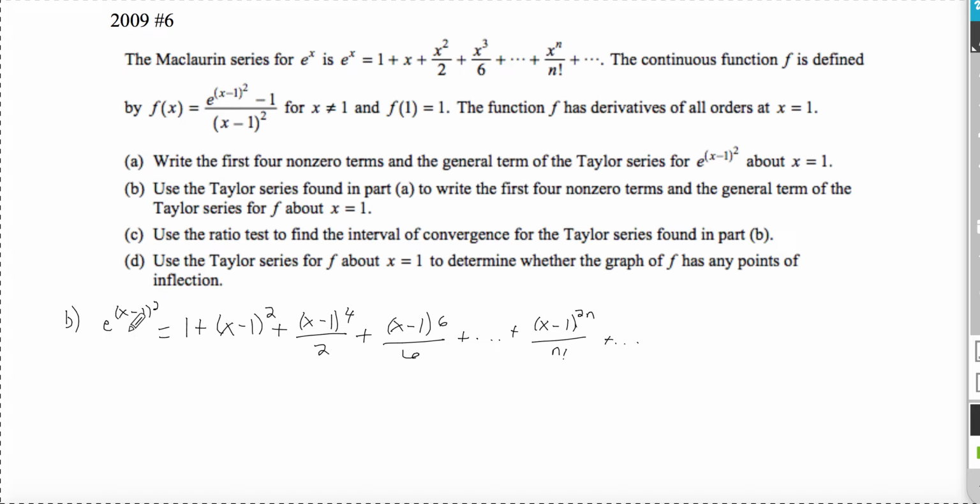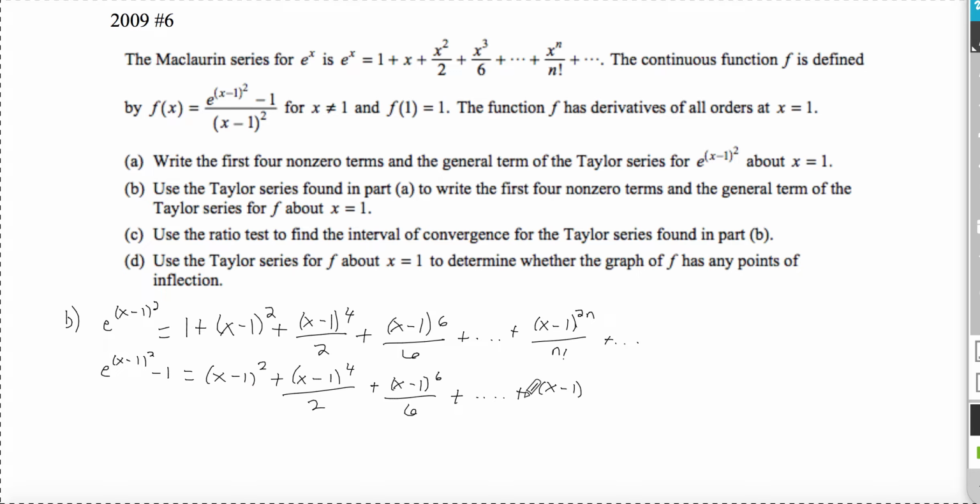So what do we need to do to go from this to get to this thing here? Well, I have the e to the x minus 1 squared part already. I need to subtract 1, and then need to divide by x minus 1 squared. So I can do that kind of in stages. Let me start manipulating this. I want e to the x minus 1 squared minus 1, so I'm going to subtract 1 from this side. It's going to give me x minus 1 squared plus x minus 1 to the fourth over 2 plus x minus 1 to the sixth over 6 plus so on and so forth, plus x minus 1 to the, this is going to be interesting here because now I got rid of that first term.